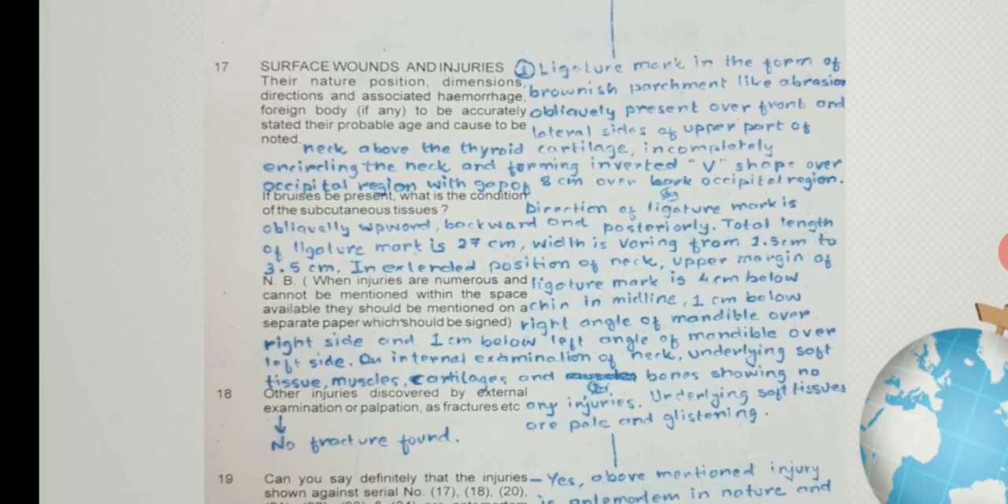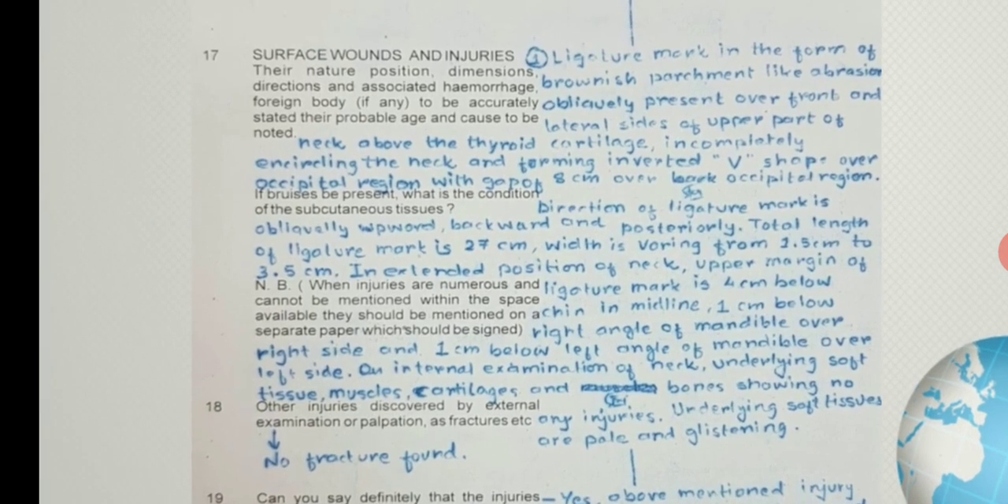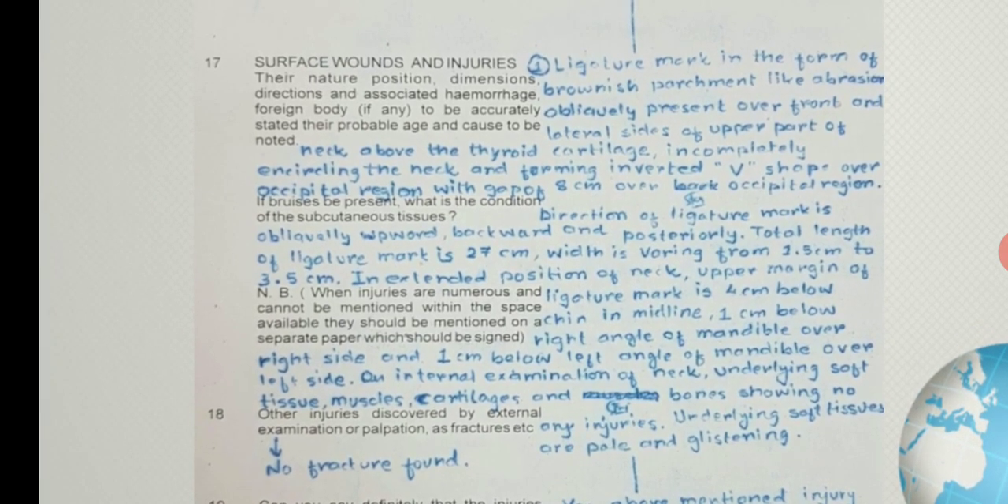So the direction of the ligature mark is obliquely upward, backward, and posteriorly. Then we have described the dimension. The total length of the ligature mark is 27 centimeter. Width varies from 1.5 to 3.5 centimeter in extended position of the neck.